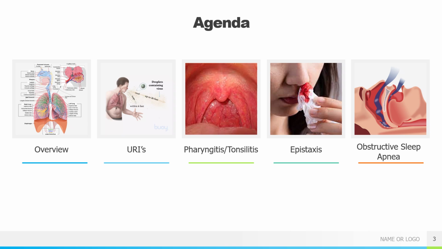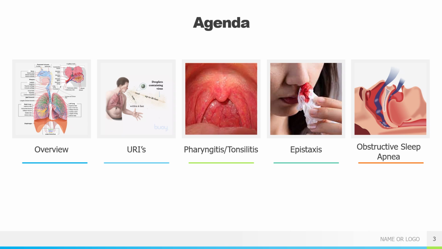So let's take a quick look at what we'll be covering in this module. We'll begin with a brief overview of the upper respiratory system and then discuss common upper respiratory infections, followed by pharyngitis, tonsillitis, epistaxis, and finally obstructive sleep apnea. Remember, these pre-recorded lectures are designed to give you a foundation before we meet in class.